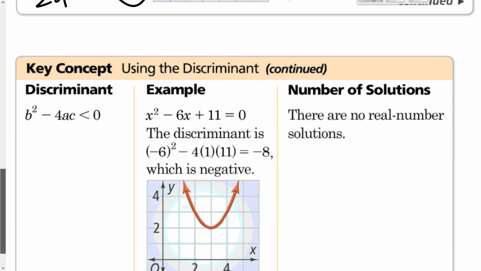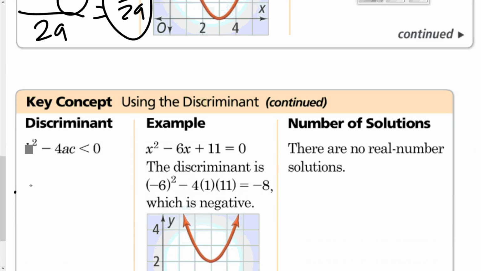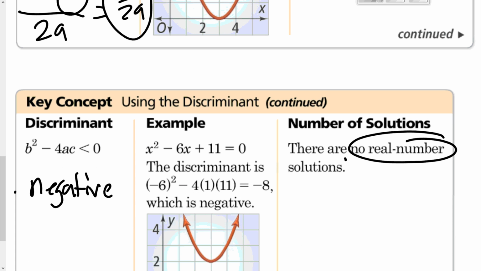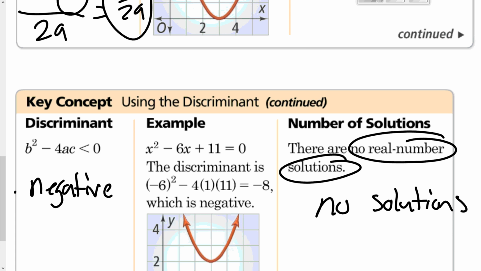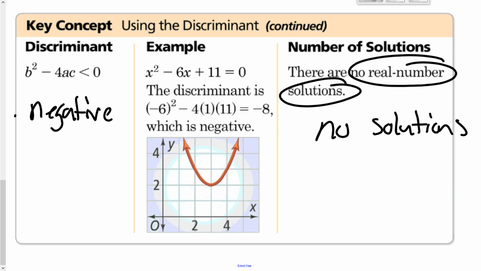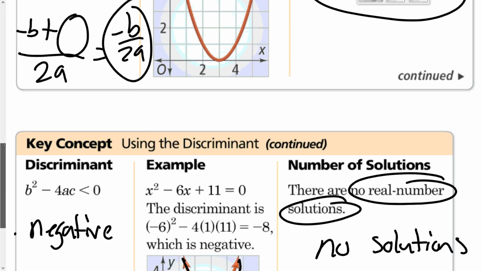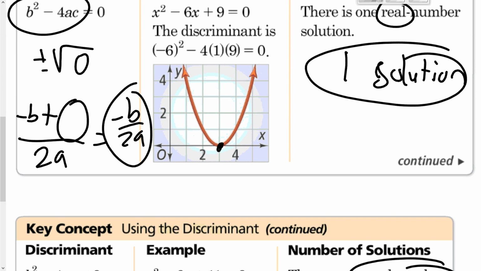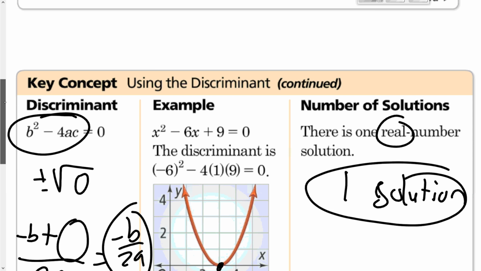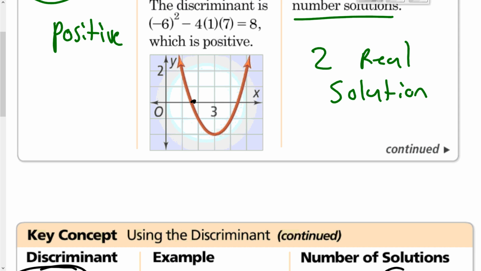The last thing is if your number is negative underneath the square root. That means you have no real number solution, or at least no real number solution. We'll get in the next section what that means. That's when our graph is above the x-axis. When it equals 0, that means it touches the x-axis just once. When we have two real solutions, it crosses the x-axis twice.